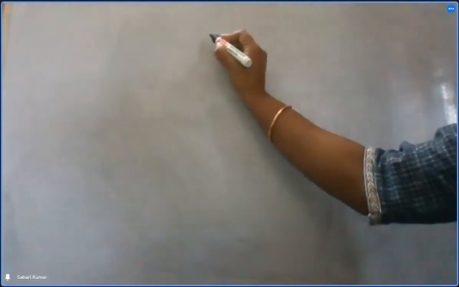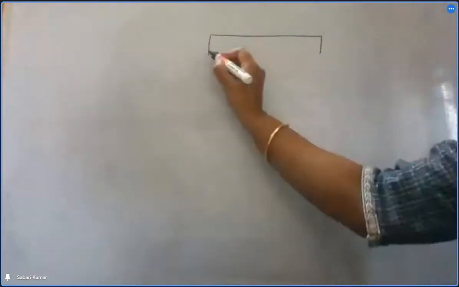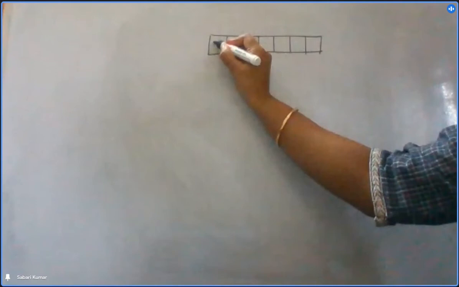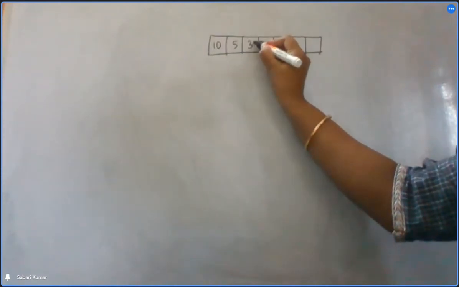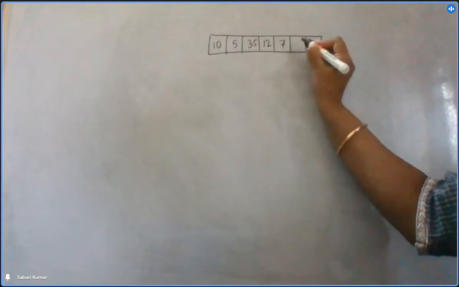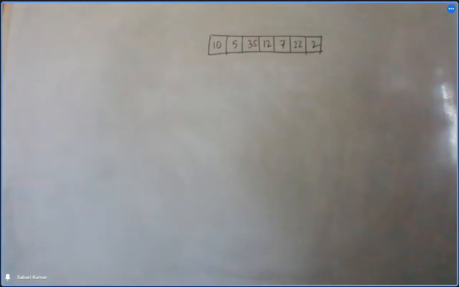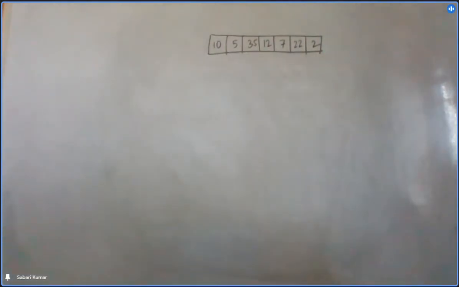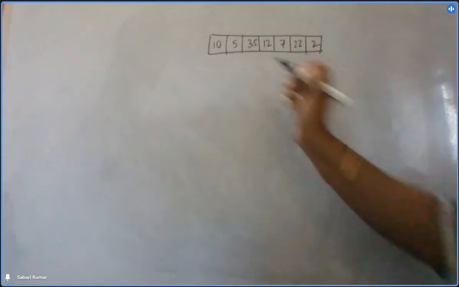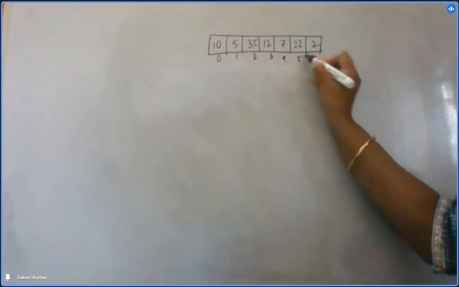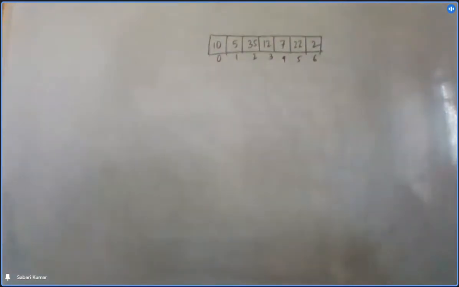So suppose we have this array. Suppose the elements are 10, 5, 35, 12, 7, 22 and 2. A random array is there. So when we are going to take this random array and insert a new element in the array, suppose these are the index values 0, 1, 2, 3, 4, 5, 6. These are the index values that are present.